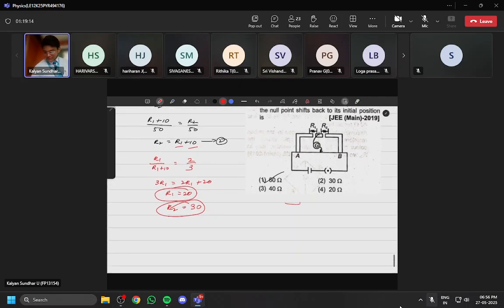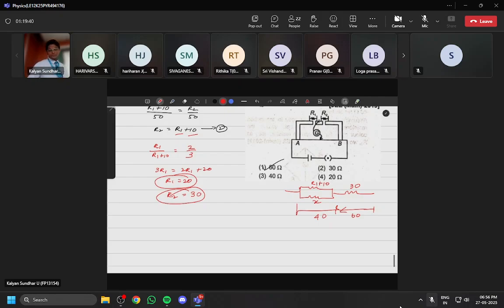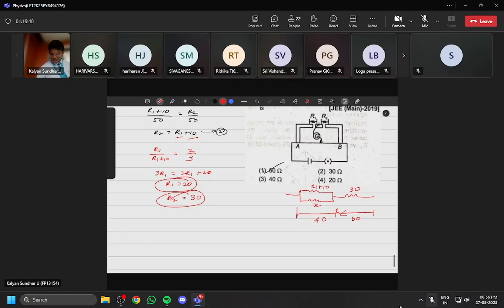So this is your R1 value, R1 plus 10 is here, and with this some x value I have to add it up. And here R2 will remain as it is. R2 is 30. Correct? Now it has to shift back. Shift back means it has to give 40 centimeter again, and throughout this it has to give me 60 centimeter. Right? So what can we do? R2 is 30.